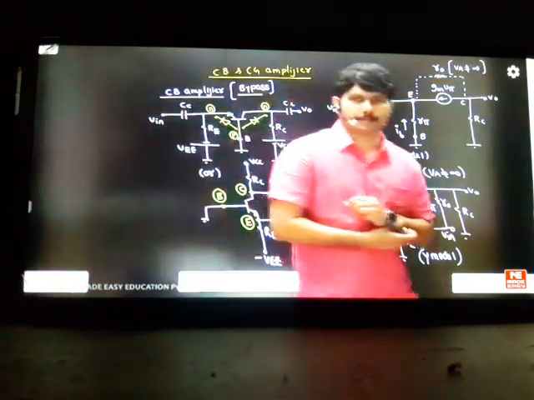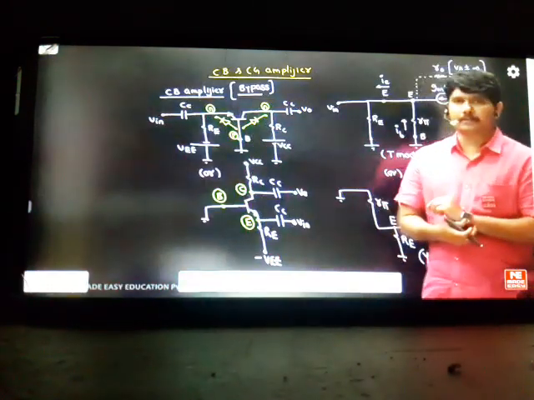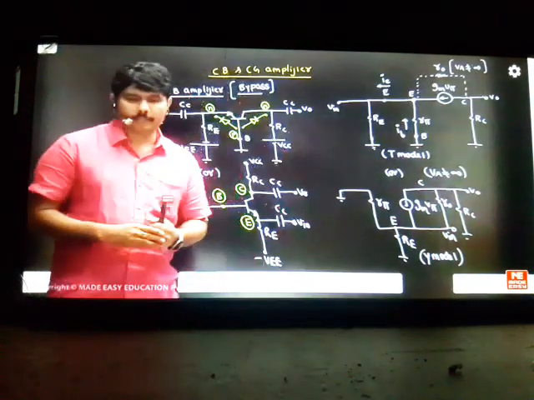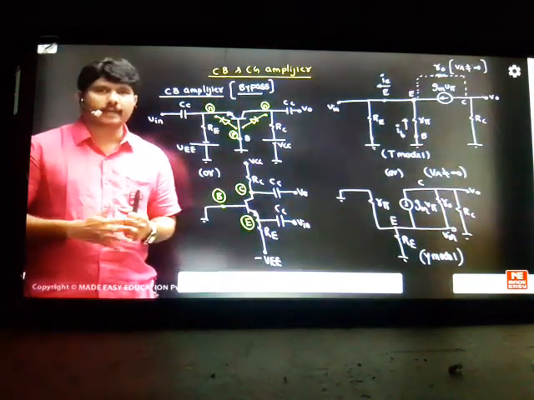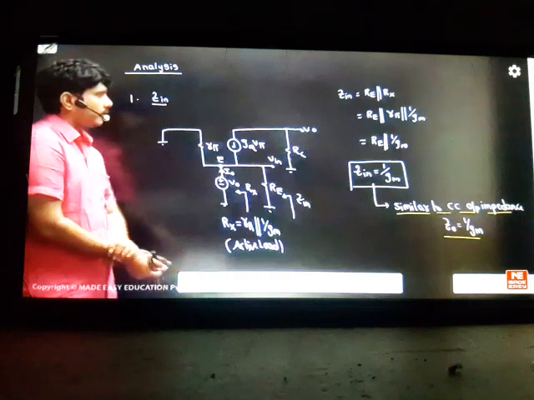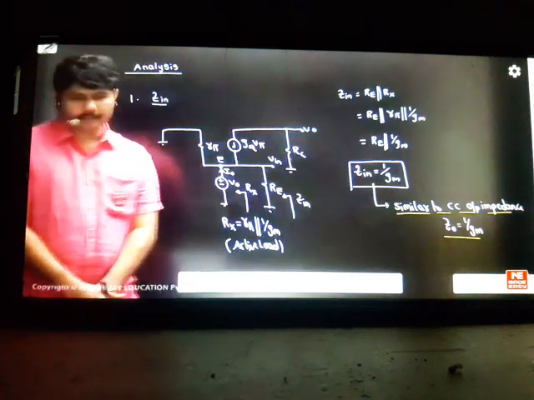It is not unbypass, my friend, it's a bypass. Unbypass means the RE effect should be there in the middle, but the RE effect came to the input side. That's why RE is not working as an unbypass resistor. It's not there, so here you can leave it off at that point. So this is the first concept: the input impedance is always 1 by gm.